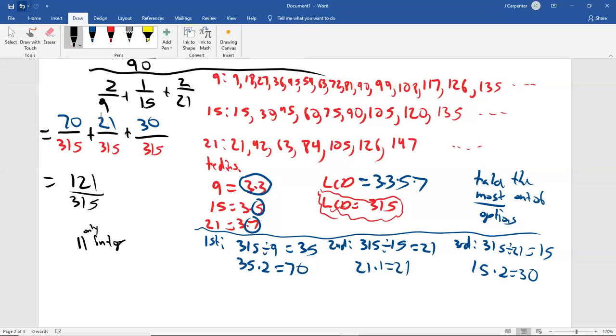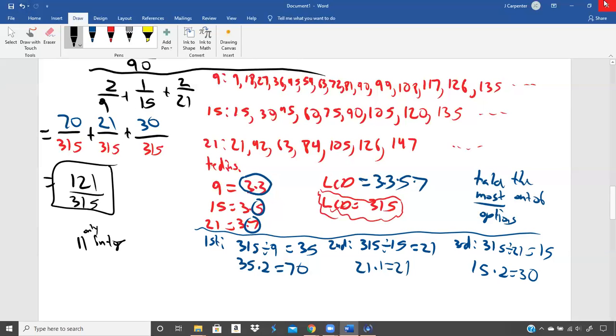11 is the only number that goes in the top. Factors of 11: 11 and 121. 11 does not go in the bottom. We showed that 11 doesn't go in the bottom because it's 3 times 3 times 5 times 7. So this should be the answer, 121 over 315.